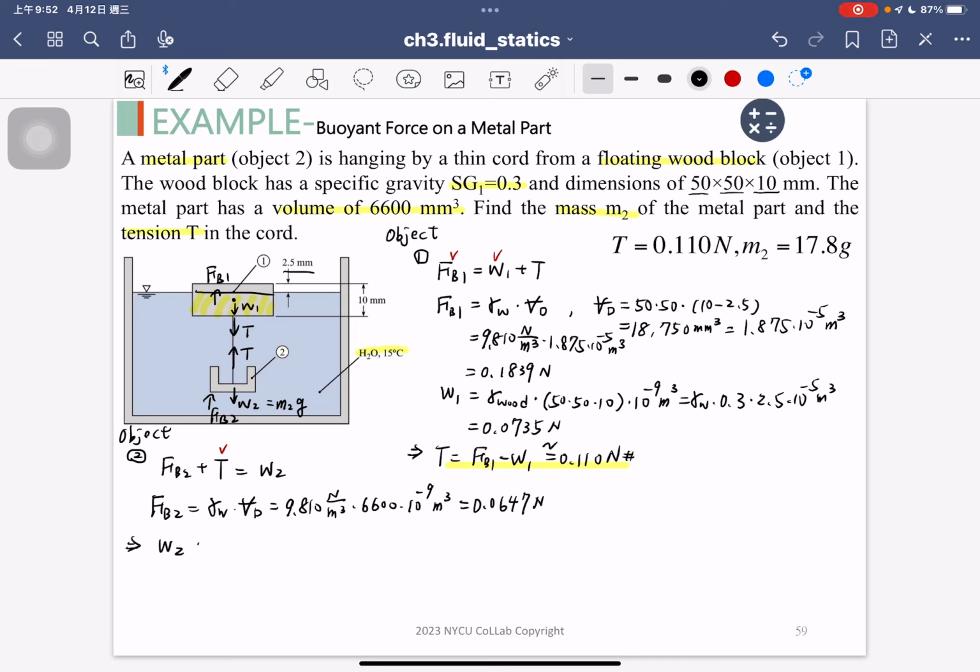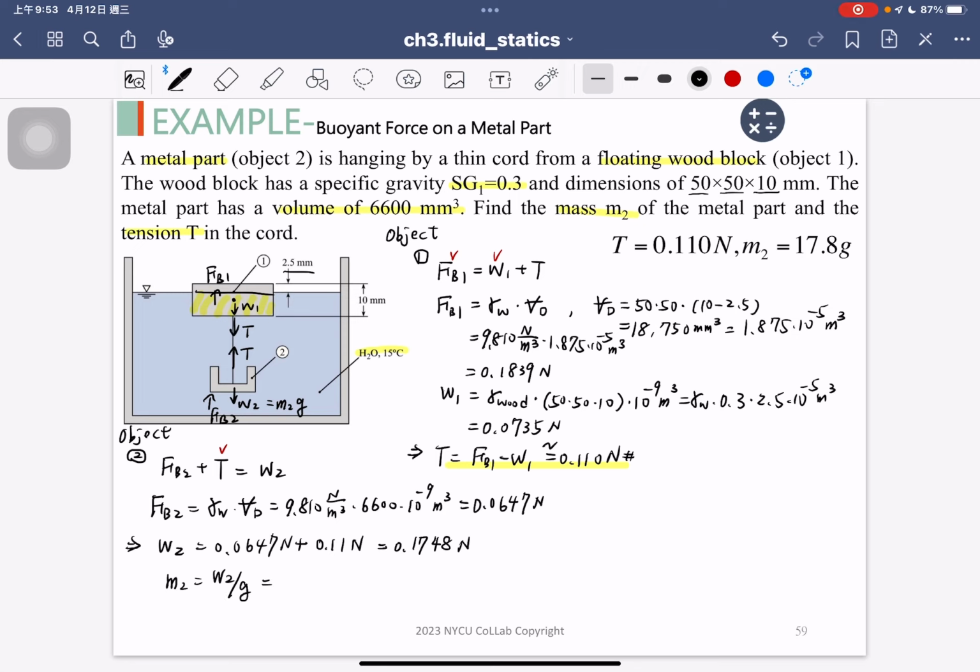Okay, so we can compute W2. W2 is equal to FB, which is now 0.0647 Newton, plus the tension force. The tension force we know is 0.11 Newton. So the weight is finally equal to 0.1748 Newton. But the question we need to answer is the mass. So we know the mass will equal the weight W divided by gravity.